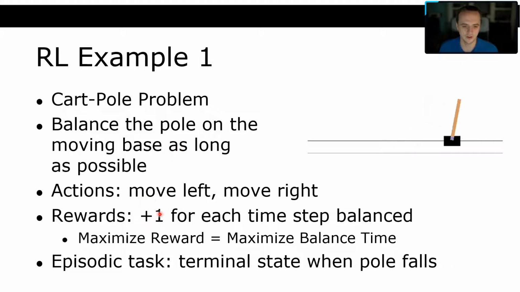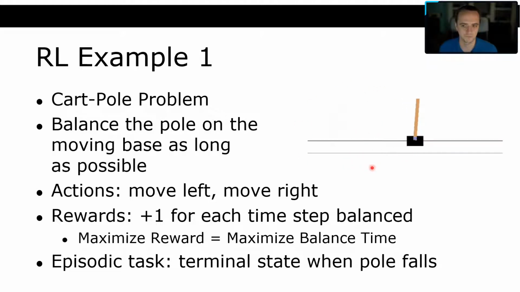So you're going to get a +1 reward for each time step that the pole hasn't fallen. And maximizing this reward maximizes the balance time. And so this is what we call an episodic task. So there's going to be a terminal state when the pole falls.